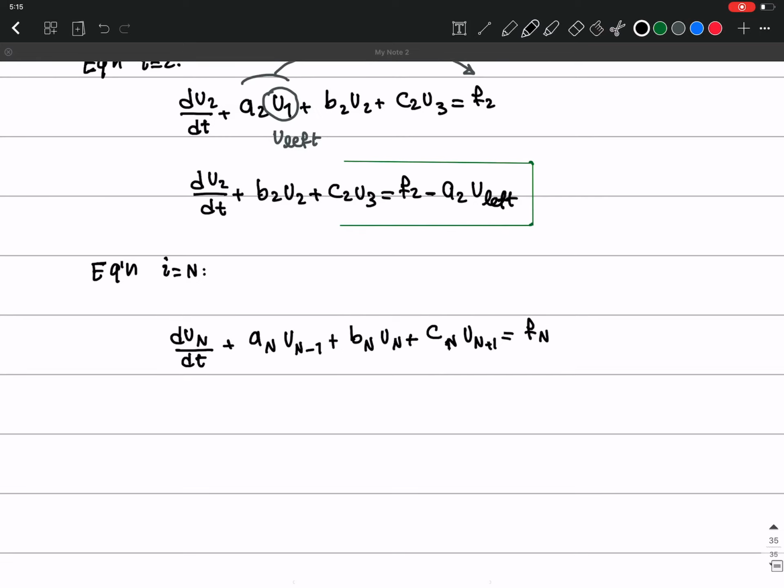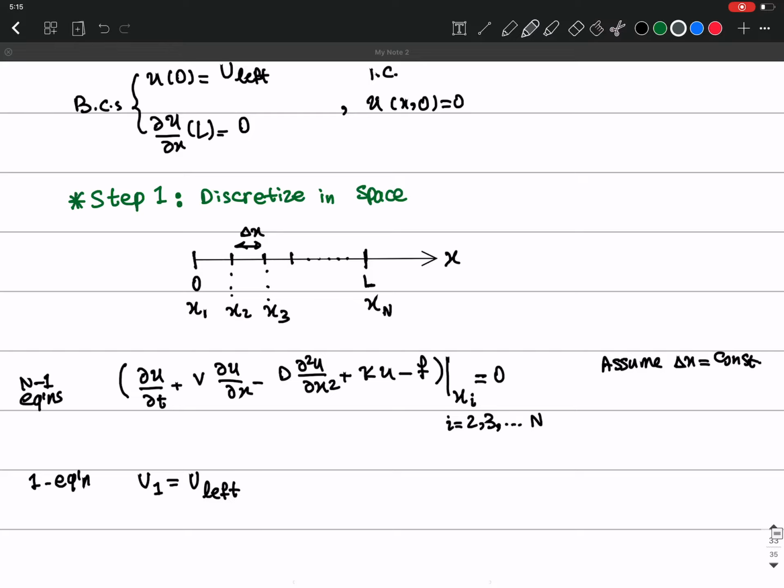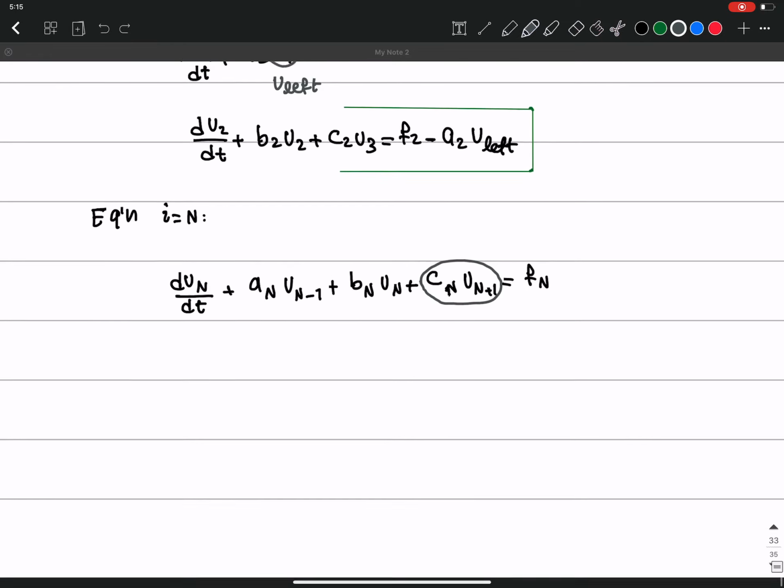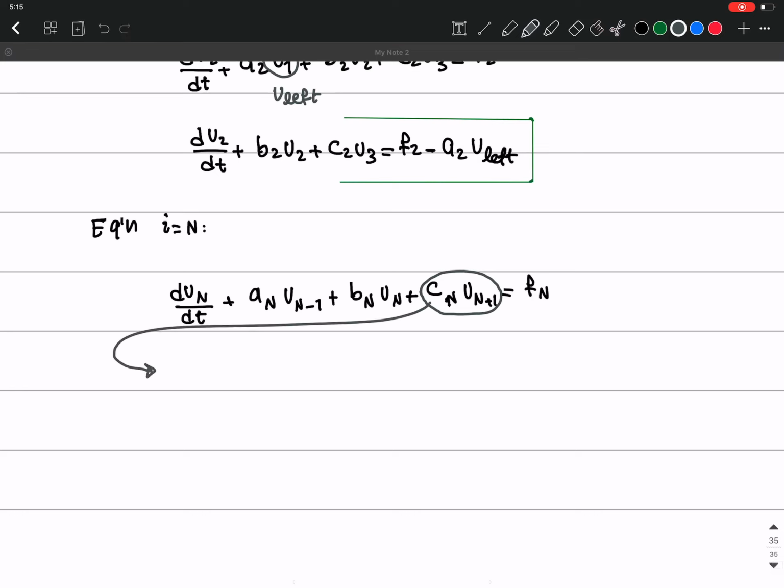So in this equation, we don't have u_{n+1}, right? We don't know what it is. It is out of our domain. The last term that we had was x_n, right? So we're going to use a trick. We use domain extension.